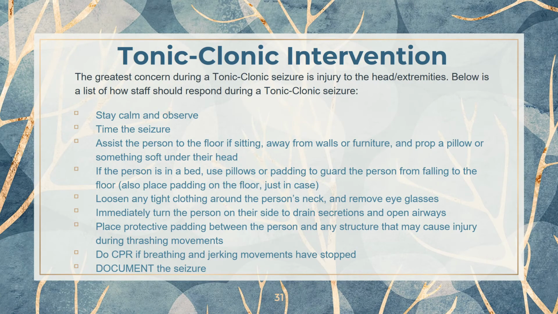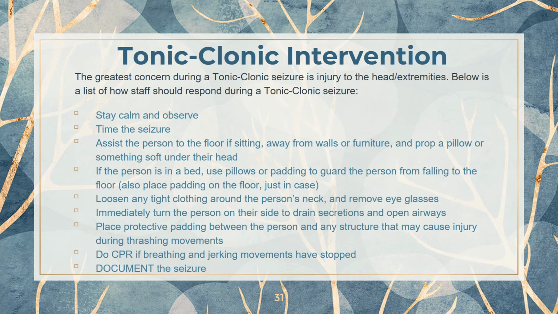When assisting with a tonic-clonic seizure, the greatest concern is injury to the head and extremities. Ways to assist with a tonic-clonic seizure include assisting the person to the floor if they are walking, standing, or sitting. Do not allow them to fall. Put something soft under their head. If the person is in a bed, do not try to remove them. Instead, place padding on the floor in case they fall out of bed, and also use pillows to provide a barrier to keep them from falling out of bed.